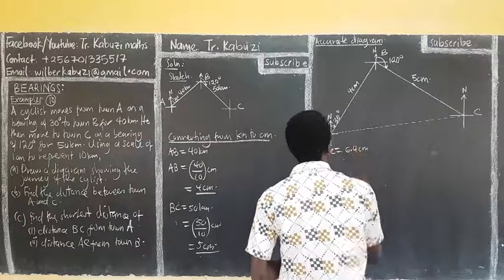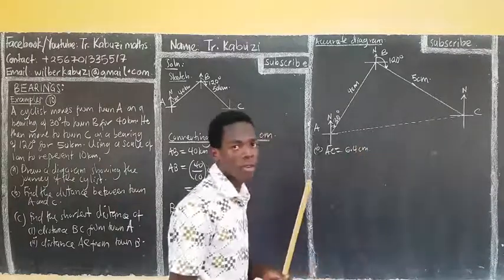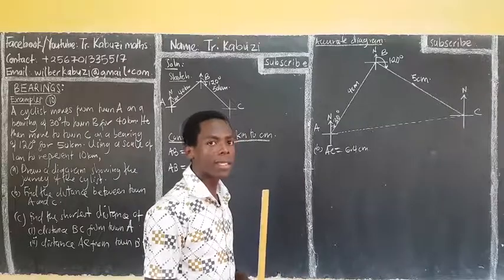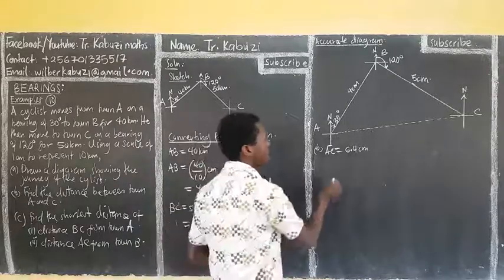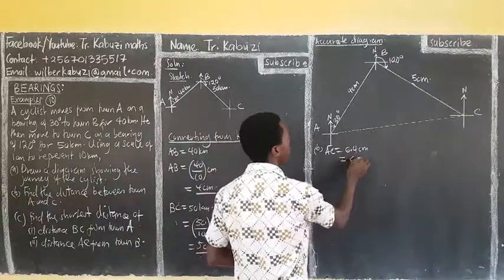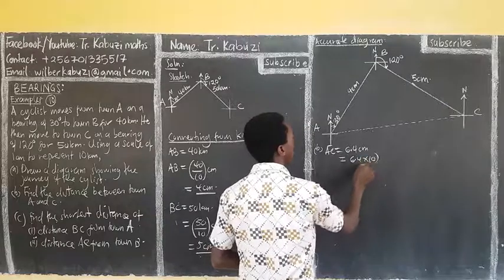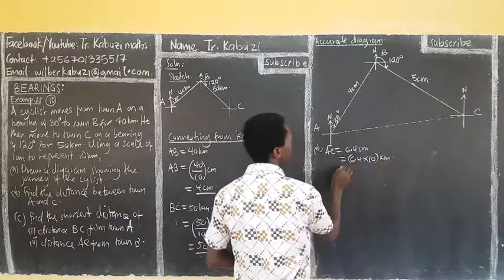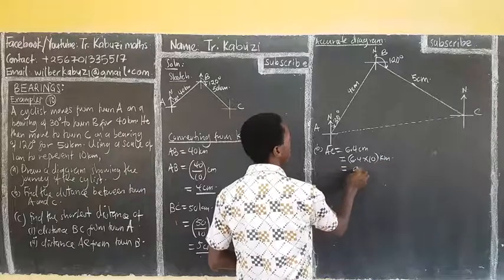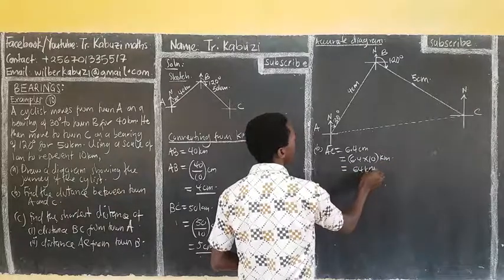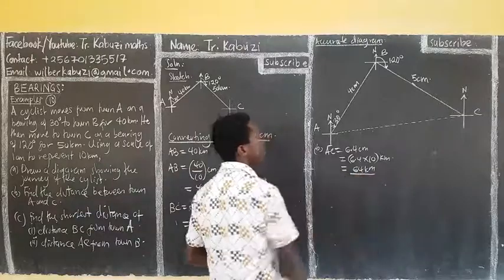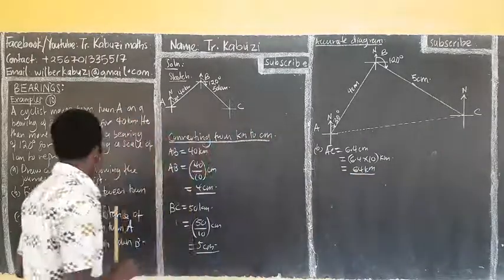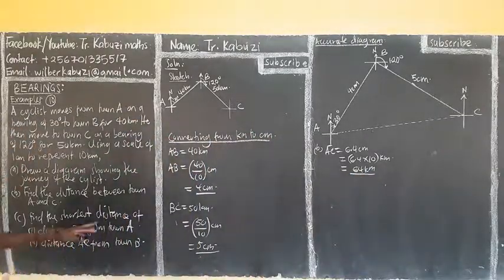After getting 6.4, you convert it to kilometers by multiplying with the scale that we are given in centimeters. So this will now be 6.4 times 10 for what each centimeter represents, and these are now going to be kilometers. From here you get 64 kilometers with ease.